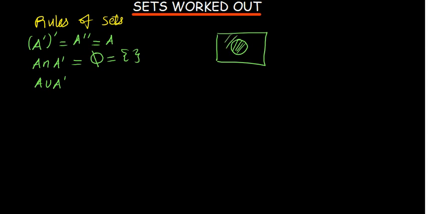Now, if you've got a set union its complement, union means combine that set with what is outside it. So that is going to give you the inverse set. We can either use E or we can use U. What matters is what they've told us to use in the question.